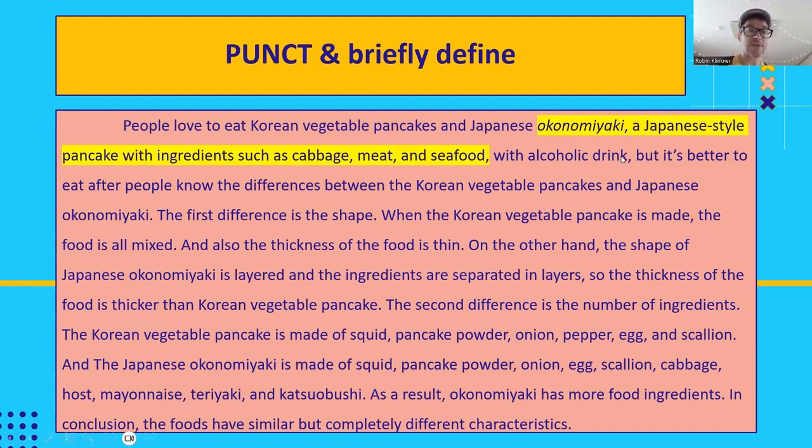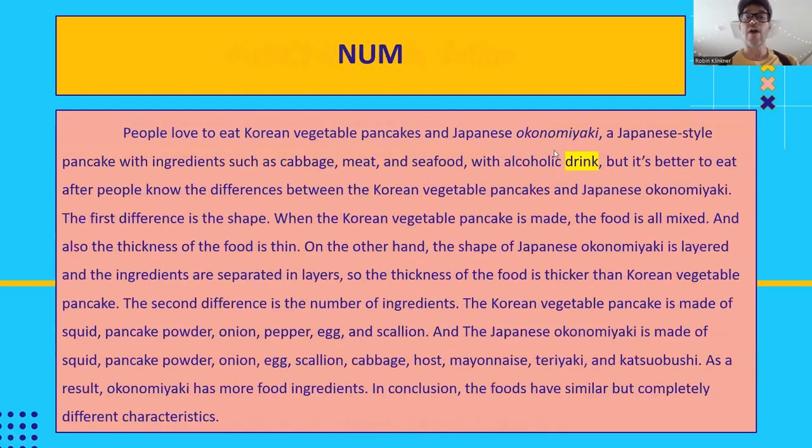One definition is a Japanese style pancake with ingredients such as cabbage, meat, and seafood. Okay. Now, if the writer wanted to, they could have added jun and then defined it. So then you have both the Korean term and the Japanese term. In fact, that might be better, but it's okay. With alcoholic drink, num means number again.